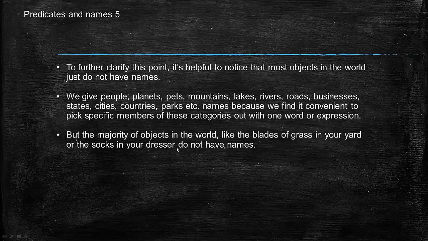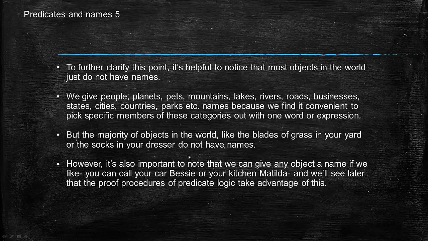But the majority of objects in the world, like, say, the blades of grass in your yard or the socks in your dresser drawer, they don't have names. You could give them names, right, if you wanted to, if you were that kind of person who wanted to name your socks or the blades of grass in your yard. Sometimes we might name our car Bessie, or you might name your kitchen Matilda. You can do that. It turns out that our ability to name anything we want to is something we take advantage of in predicate logic. And we'll see that down the road.